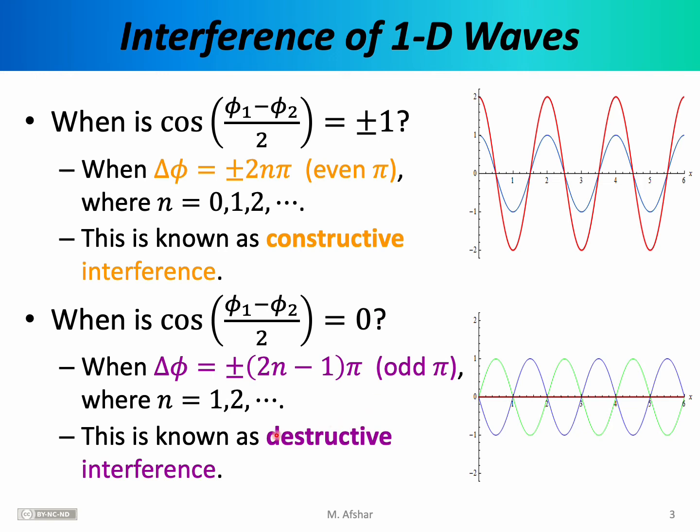This particular case is described as destructive interference because the two waves are destroying each other, giving us a resultant that is basically 0.